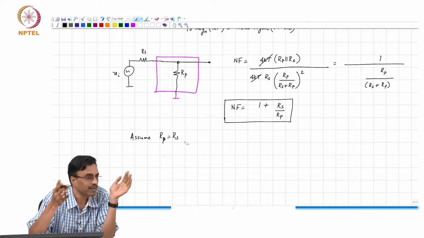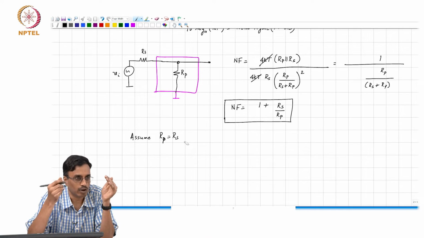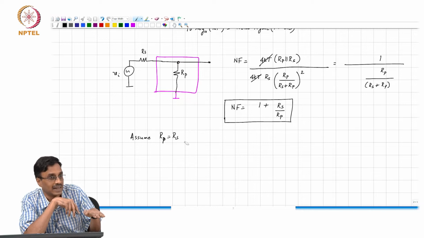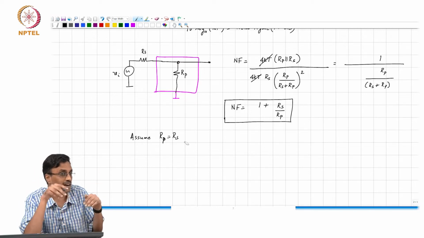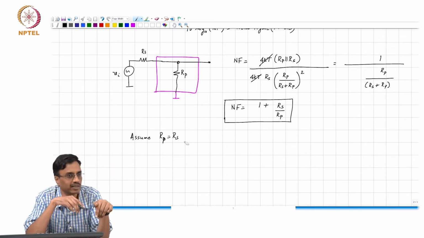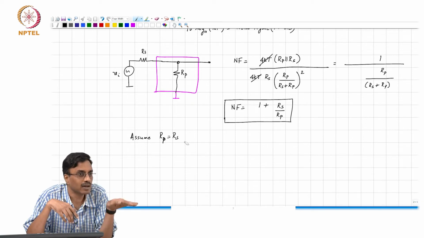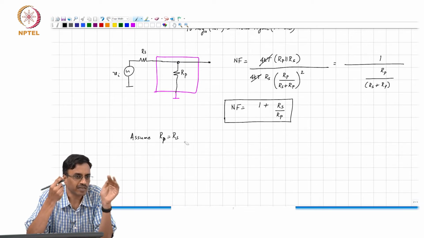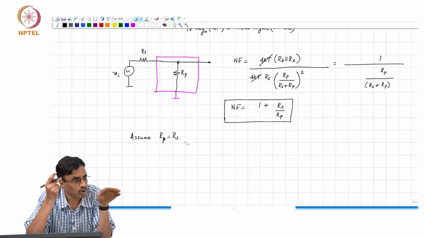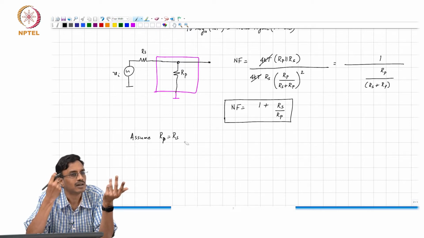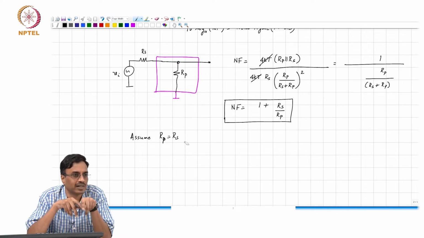It is 4 kT times RS by 2. So, the noise spectral density at the output has actually gone down. That does not mean that the signal to noise ratio is improving. Why? Oh, well, the signal is also attenuated by the same factor, which basically means the signal power has gone down by a factor of 4. Noise has gone down by half, but the signal power has gone down by a factor of 4.